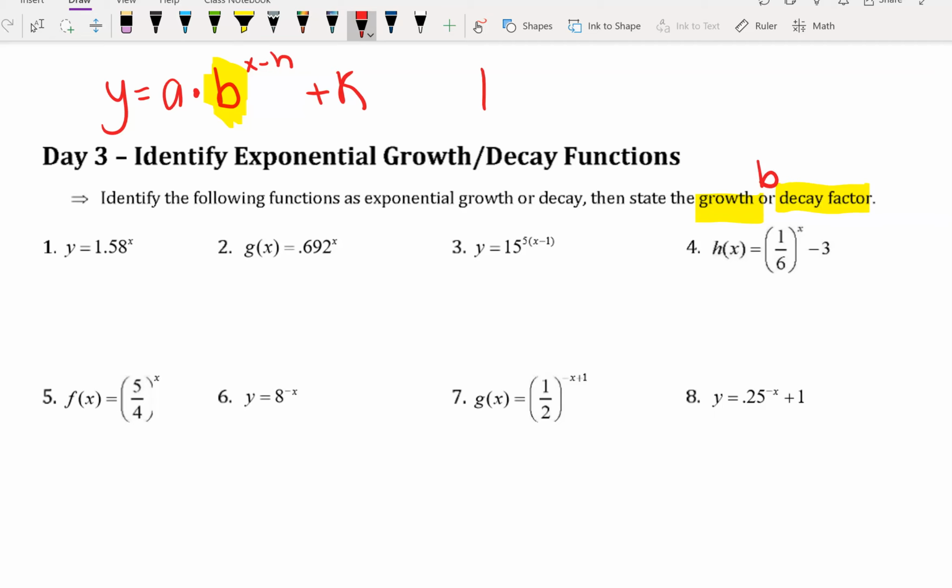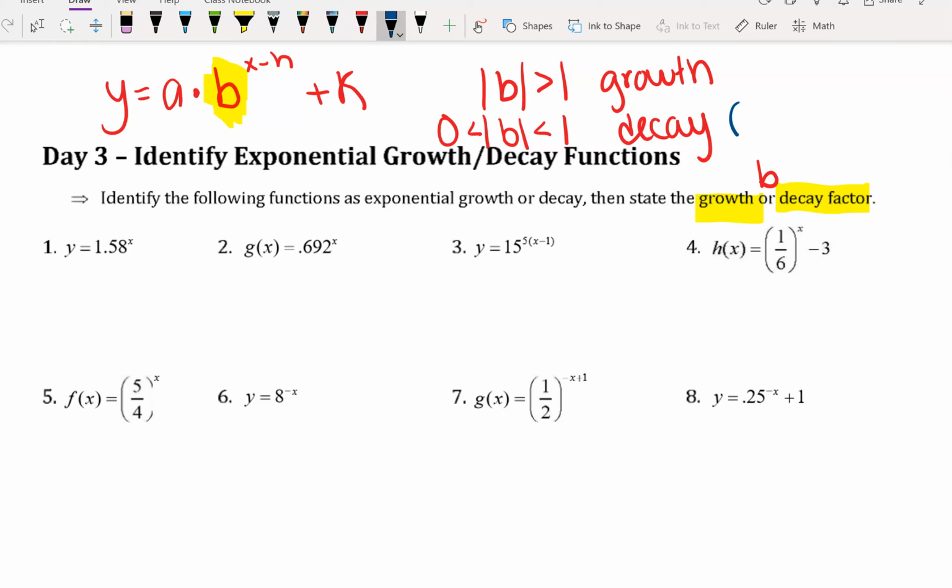If the absolute value of B is greater than 1, you have growth. And if the absolute value of B is between 0 and 1, then it's decay. So what that means is if you have a fraction or decimal that is less than 1, you have decay.